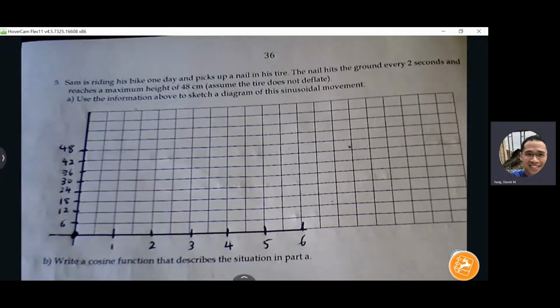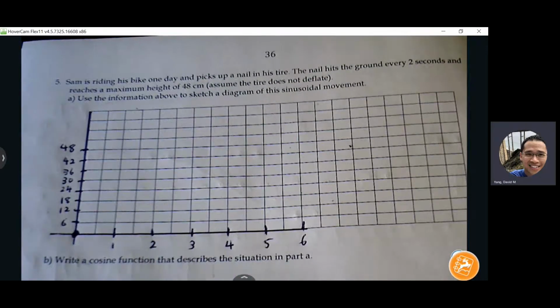Okay, so Sam's riding his bike one day and picks up a nail in his tire. The nail hits the ground every 2 seconds and reaches the maximum height of 48 centimeters, assuming the tire does not deflate. So he hits the ground every 2 seconds. When is he going to hit that maximum height of 48 centimeters?